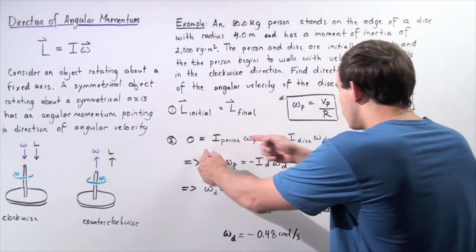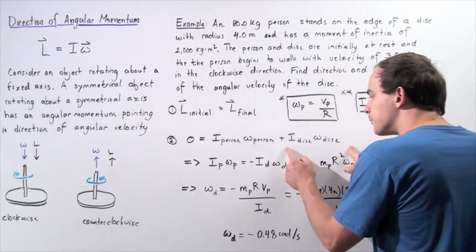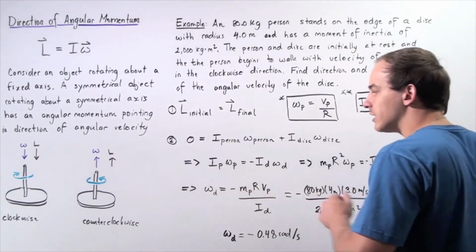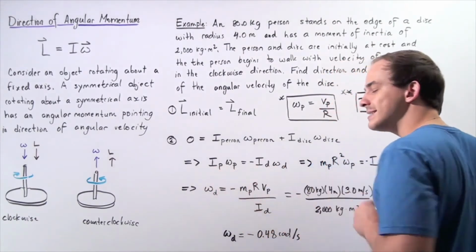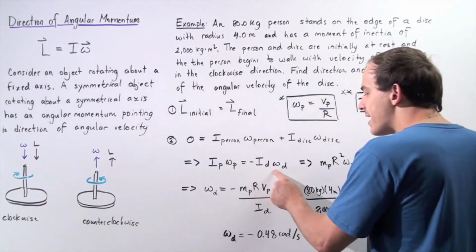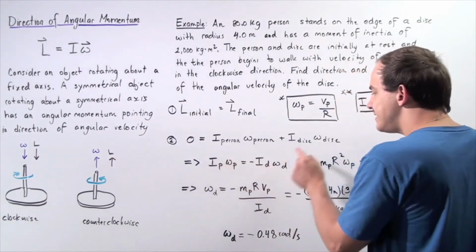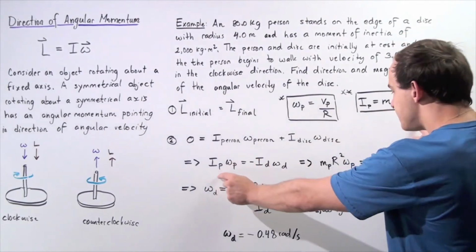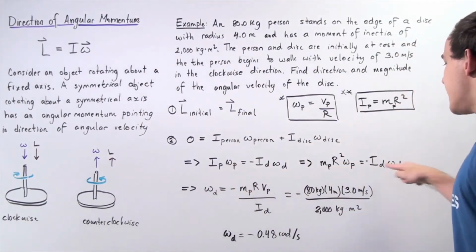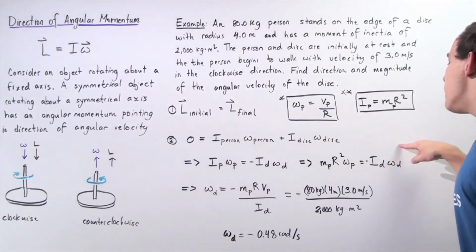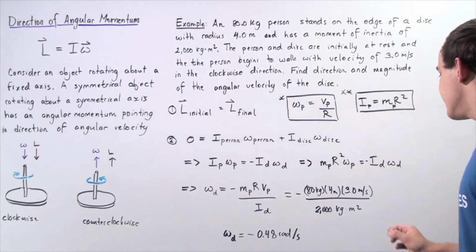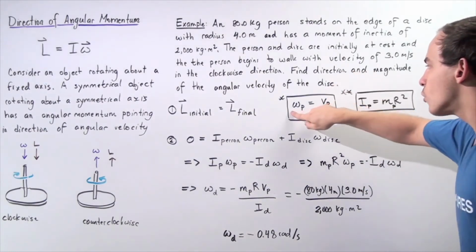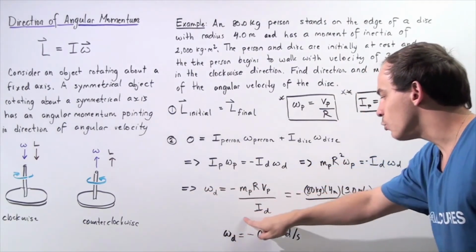So, we take this equation and bring the angular momentum of the disk to the left side. We get the following result: I_P omega_P is equal to negative I_D omega_D, where P is the person and D is the disk. Now we plug this quantity into I_P and we get the following result. And now we solve for omega_D, the angular velocity of our disk, plugging in this quantity for omega_P, and we get the following result.